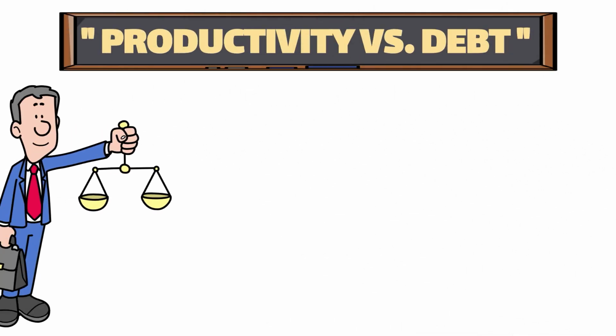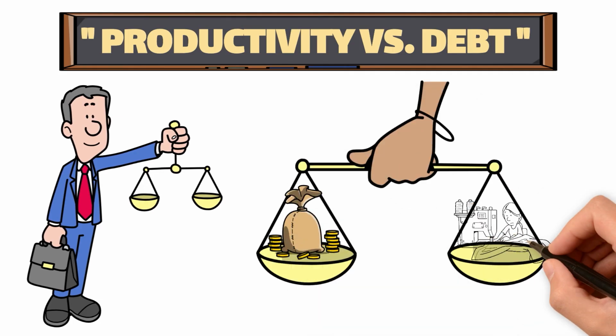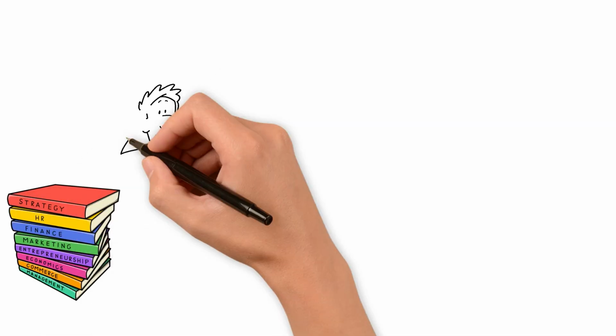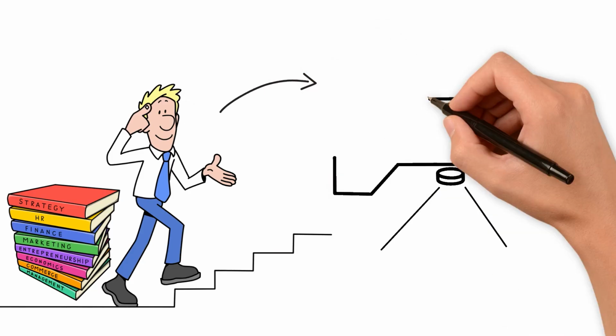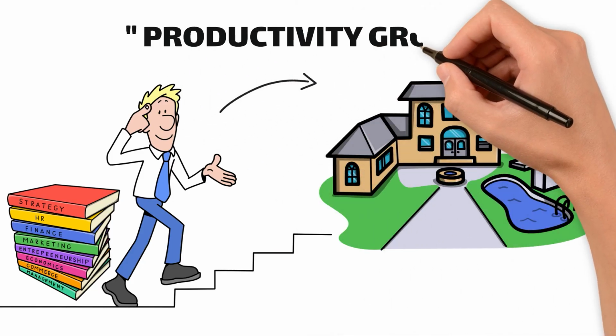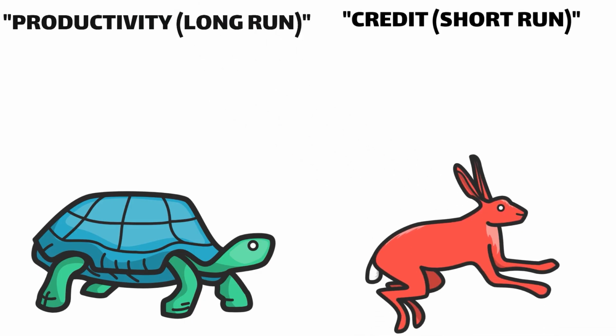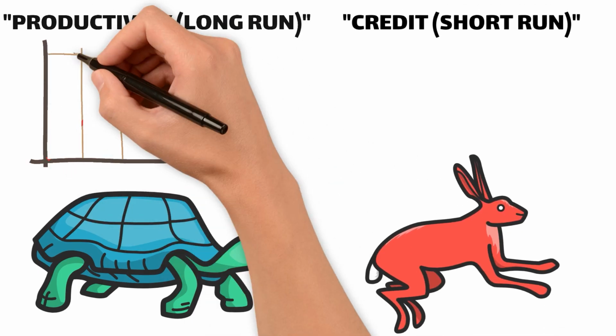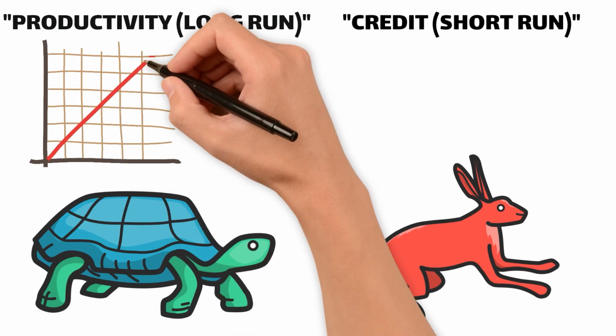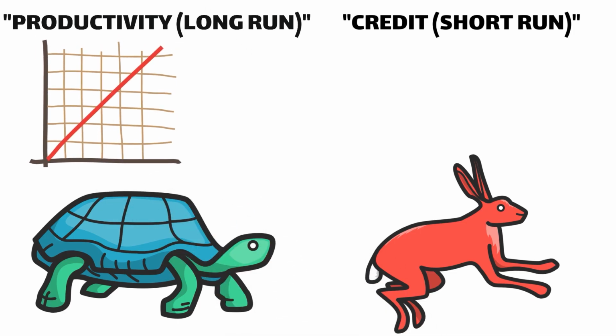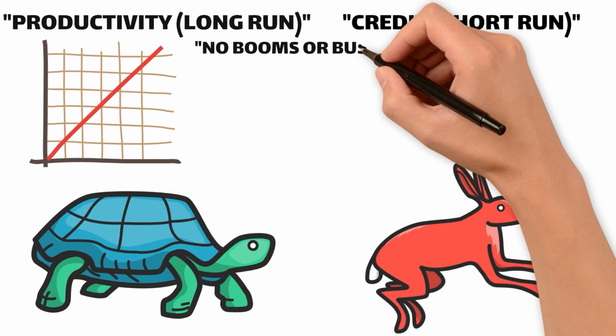Productivity versus debt. In the long run, how much you earn depends on how much you produce. As we accumulate knowledge and work hard, we raise our living standards. This is productivity growth. Productivity matters most in the long run, but credit matters most in the short run. This is because productivity growth doesn't fluctuate much. It's a steady line upward. It doesn't create economic booms and busts.